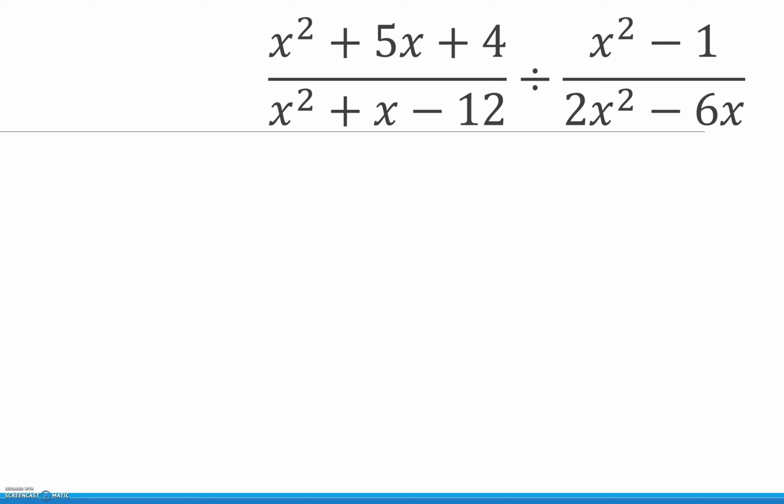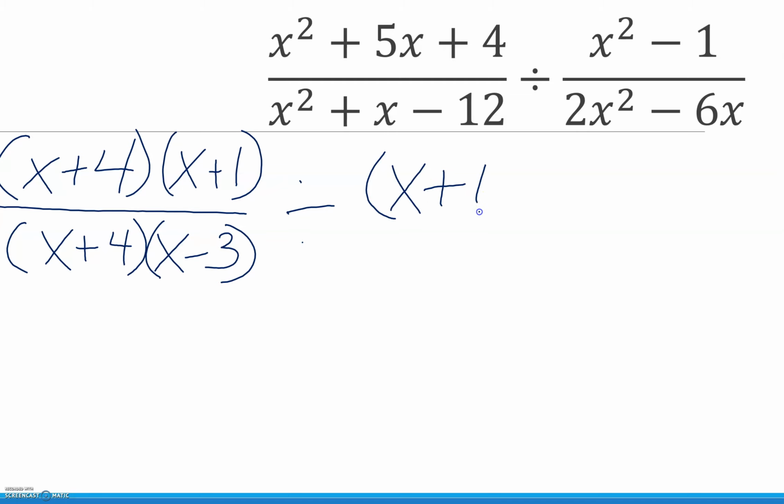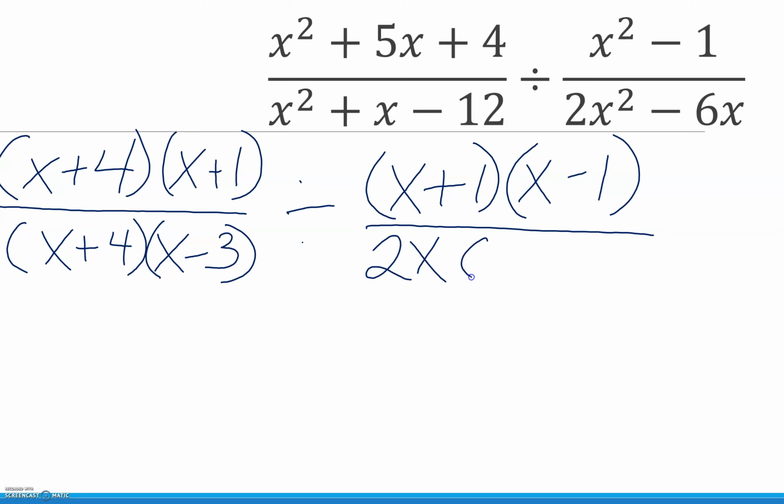So if we're going to go ahead and factor that numerator, it'd be x plus 4 times the quantity x plus 1. The denominator becomes x plus 4 times the quantity x minus 3. They were divided by x squared minus 1, which is x plus 1 times x minus 1. And the 2x squared minus 6x is 2x times the quantity x minus 3.